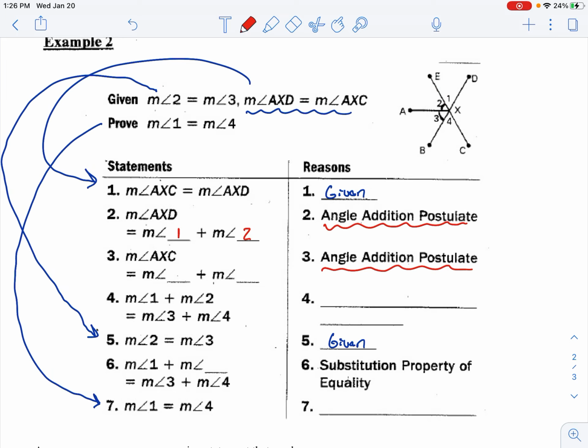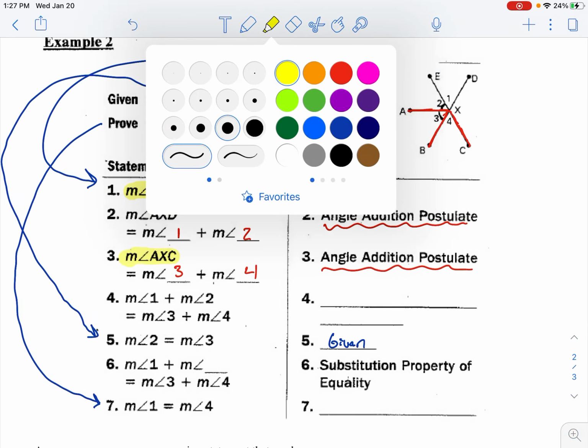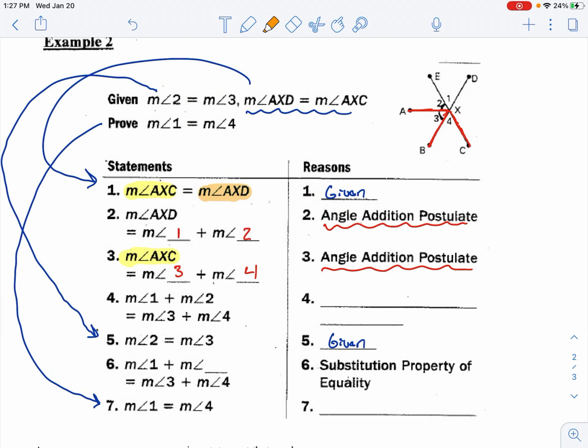And I'll use the red again. This time we're looking at AXC, and it's using angle addition. So I see this is being broken up into 3 and 4. Awesome. And then I get really fancy here because I'm going to use AXC. You'll notice that those I've now broken up from statement number 1. I have said what AXD is equal to. It's equal to 1 plus 2, so that's nice. And I've also broken up AXC to 3 plus 4, and that's here.